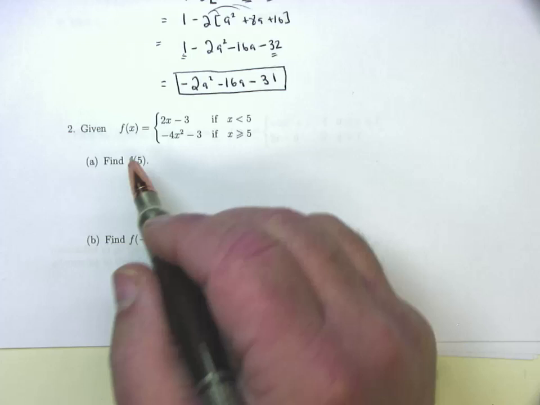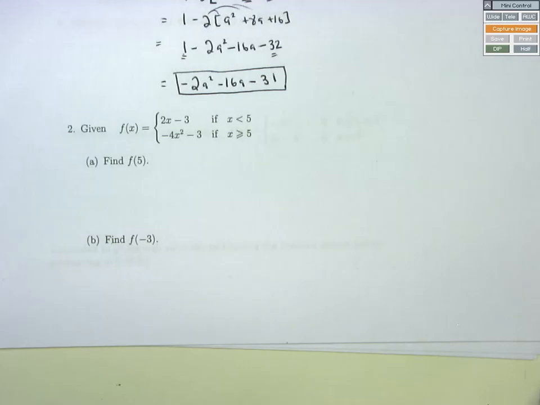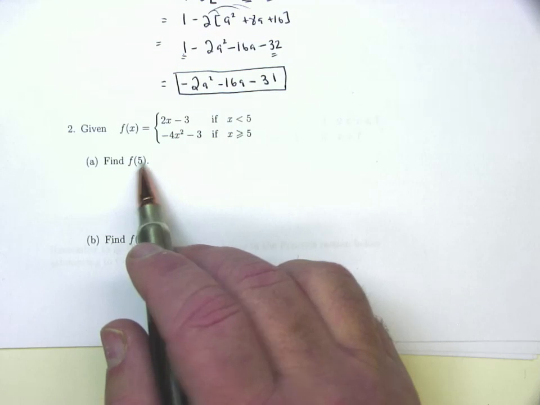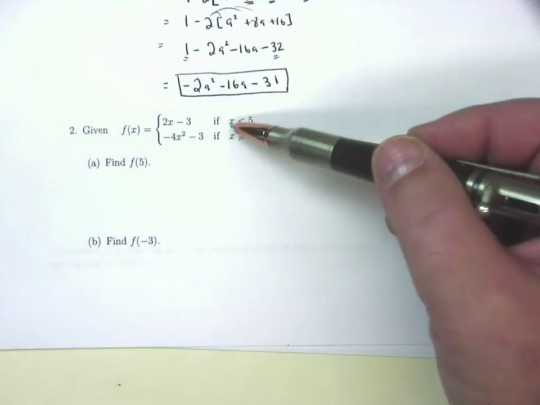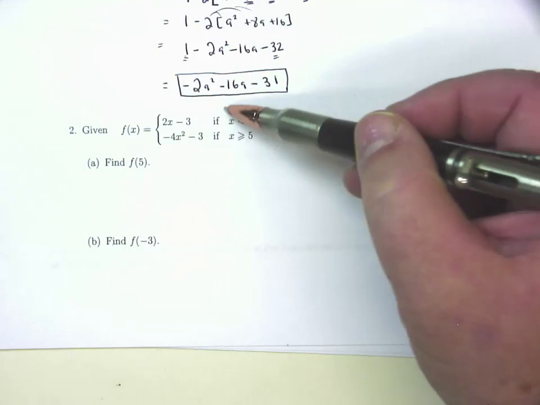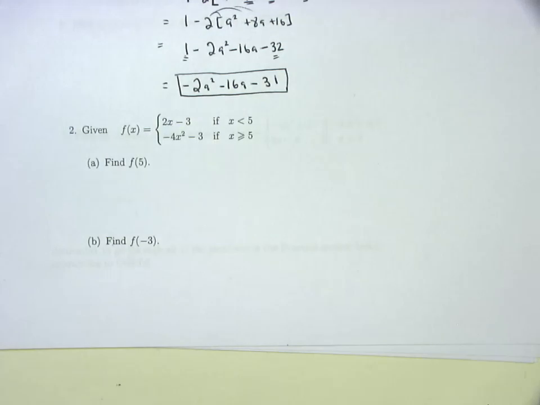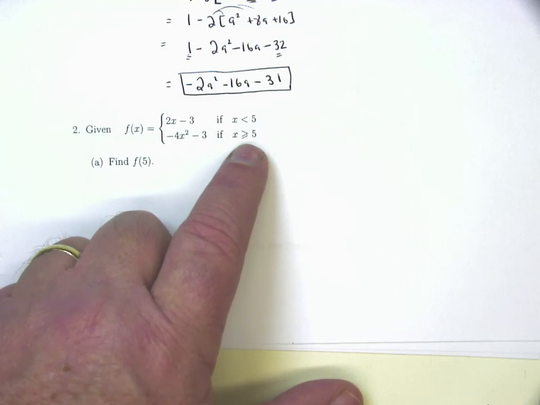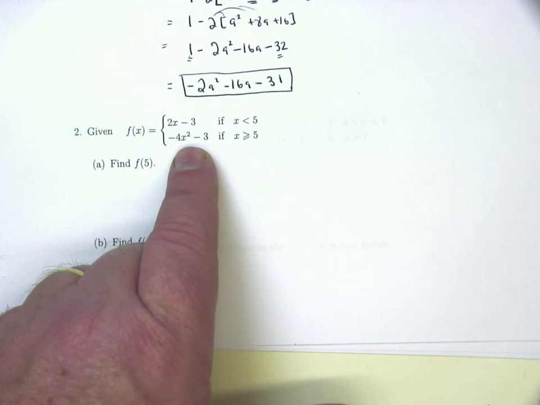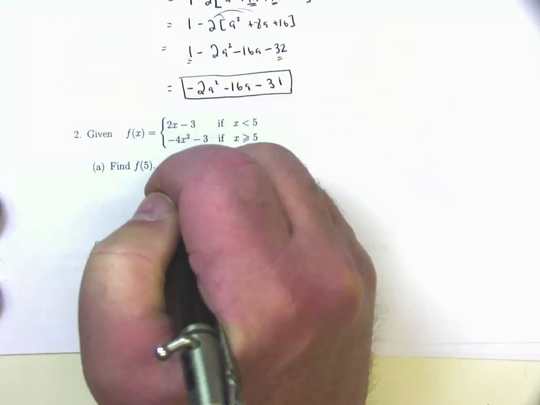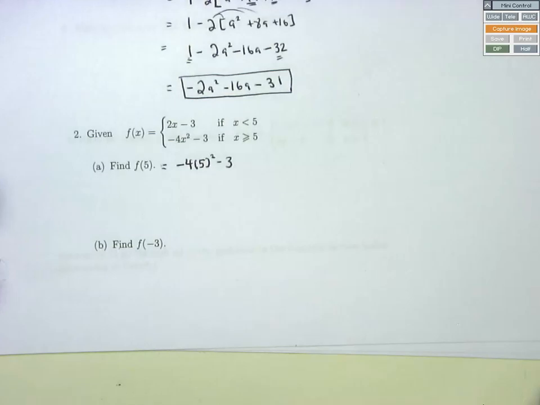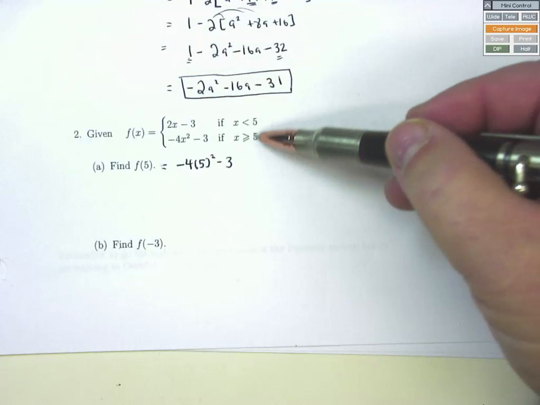So, we're supposed to calculate f of 5. Well, which piece of my piecewise function do I plug in? Well, f of 5 means x is 5. With x being 5, do I plug it into the top one or the bottom? Now, over here is your domain. These define what x's have to be plugged into each part or piece of your piecewise function. Since x equals 5, I get to plug it into the bottom one. Does that make sense? So the answer for f of 5 would be negative 4 times 5 squared minus 3. That goes into the bottom.